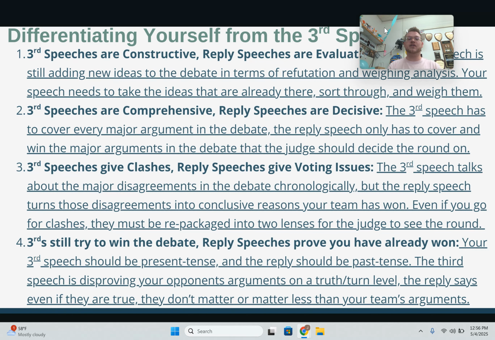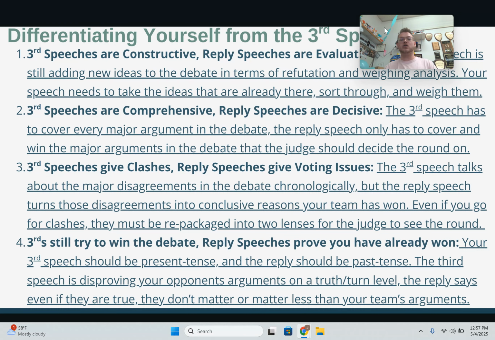The third speeches give clashes, whereas the reply speeches give voting issues. Whereas the third speaker is talking about where your teams disagreed in the debate, kind of chronologically, we said this, then they said this, then we said this, then they said this, the reply speech needs to turn those disagreements into conclusive reasons or ways of seeing the debate, that the only ways to see the round are ways of seeing it where you win. And even if you go for clashes, you need to repackage what was in their clashes into 2 different ways of seeing the round for the judge.